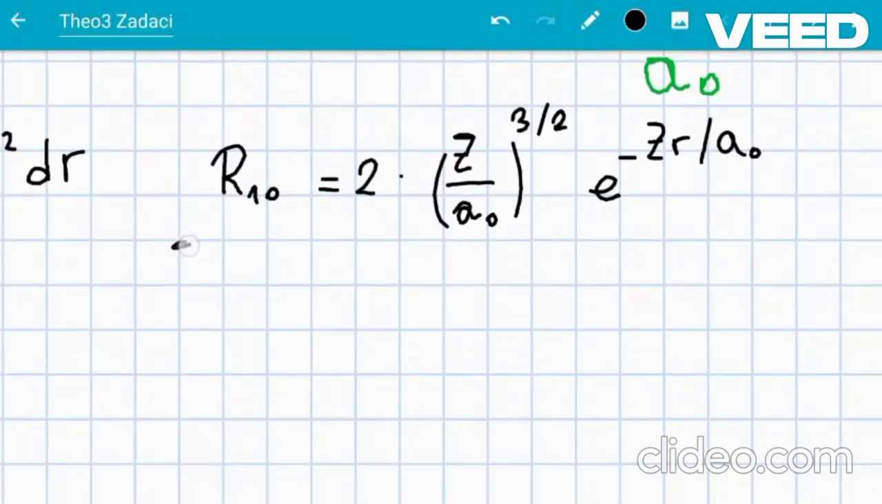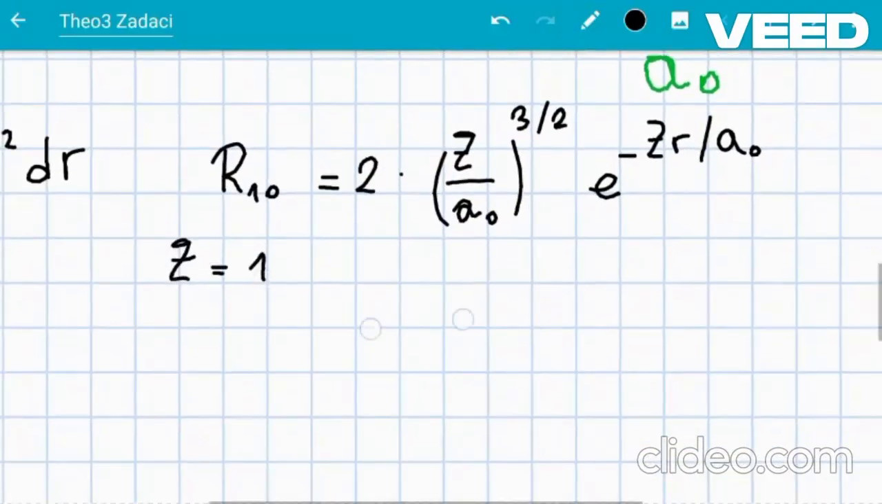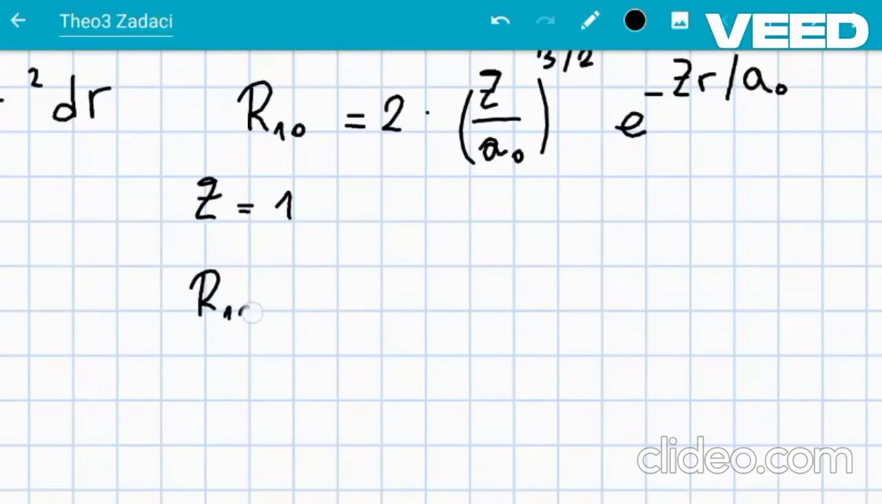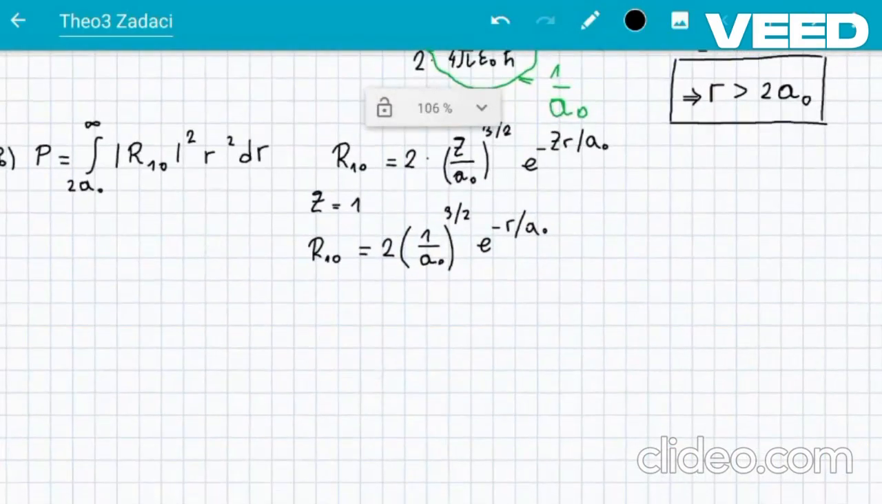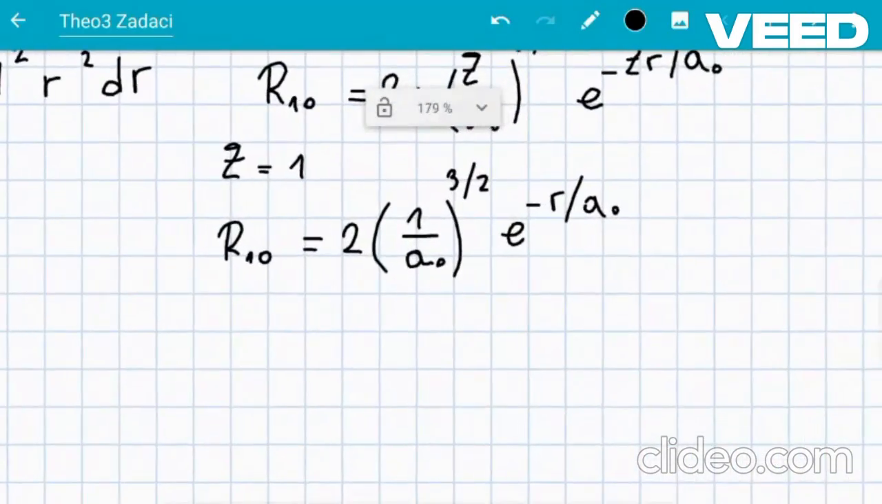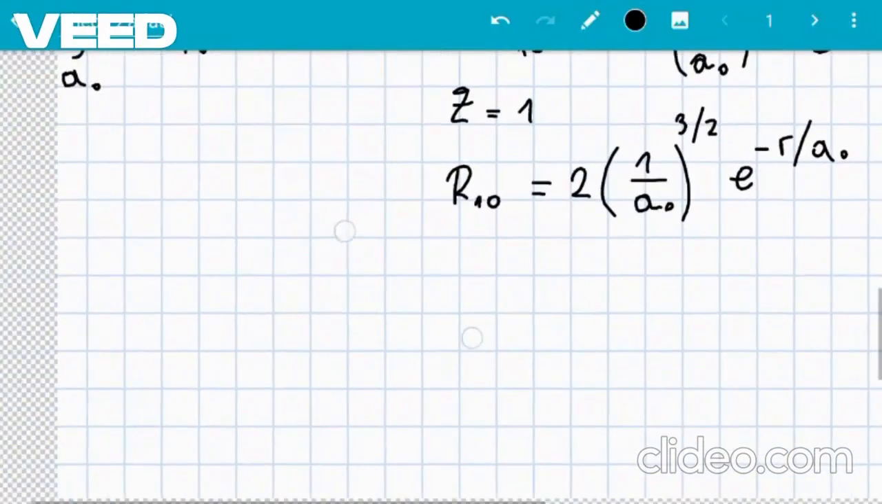And Z is equal to 1 in this case because it's a hydrogen atom. So we have R10 is equal to 2 times (1 over a naught) to the power of 3/2 times e to the minus r over a naught. And so when we square this, we're going to get a 4 here, and the 3/2 is going to cancel, so there's just going to be left a to the power of 3, and we're going to get another 2 in the e function.